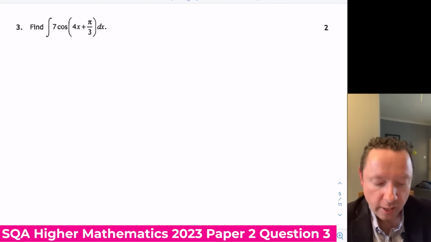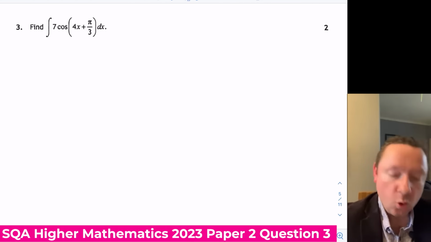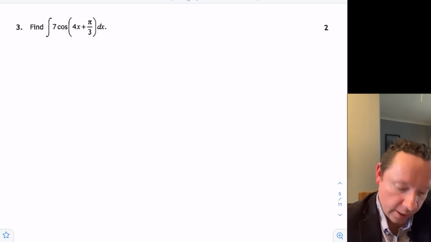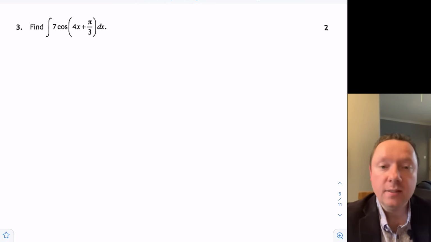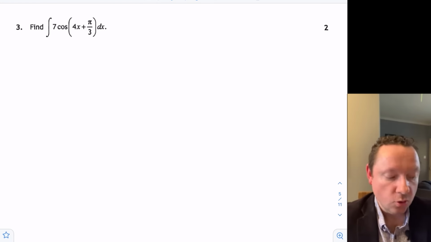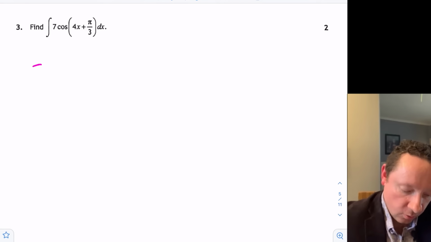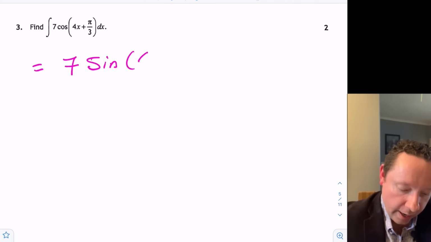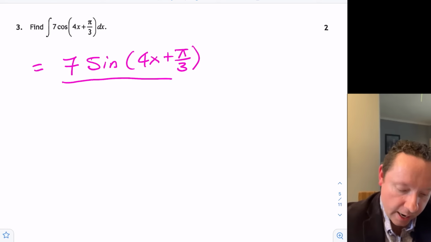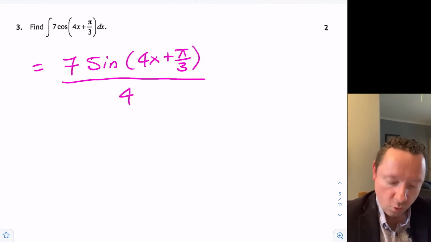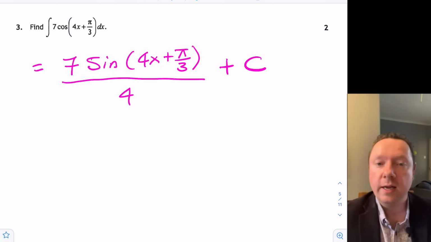Integrate 7 cos(4x plus pi over 3) dx. So we're going to use the chain rule here because we've got an inner function. So integrate cos, well, cos goes to sine, using the start of the exam paper. So that integral straight away becomes 7 sine(4x plus pi over 3). But then we need to divide by the inner function differentiated. So differentiate 4x, you get 4. Pi over 3 is nothing, so it's just 4. And then we've got plus c, remember, don't forget your plus c.